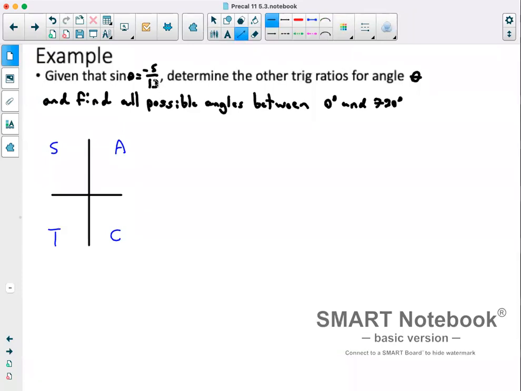Now sine is positive in the first two quadrants, which means it's negative in these two. So I'll draw out two separate coordinate grids, one with an angle in each of those quadrants, and we'll figure out our overall angles for each one of those.